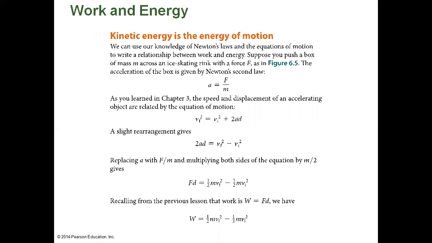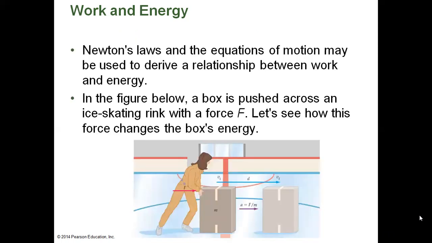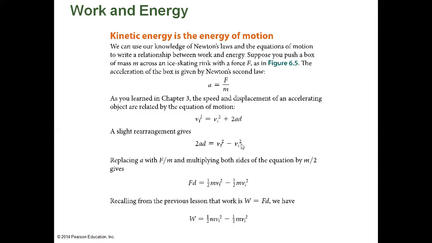So we can use our knowledge of Newton's laws and the equation of motion to write a relationship between work and energy. Suppose you push a box of mass m across an ice skating ring with a force F, as shown in the previous figure. The mass of this box is m and you are pushing it on ice, applying the force equal to F. So the acceleration you will get, by Newton's second law, is F upon m, this force applied upon the mass of the box.